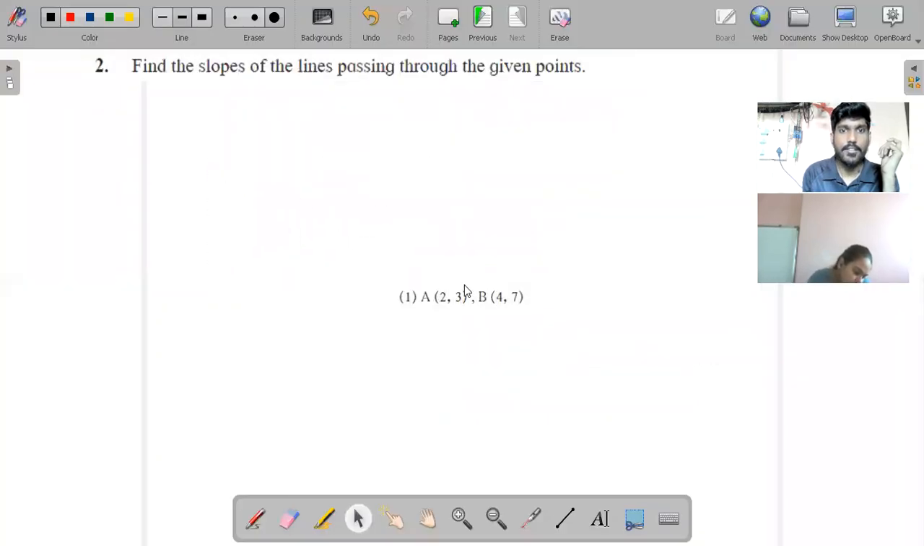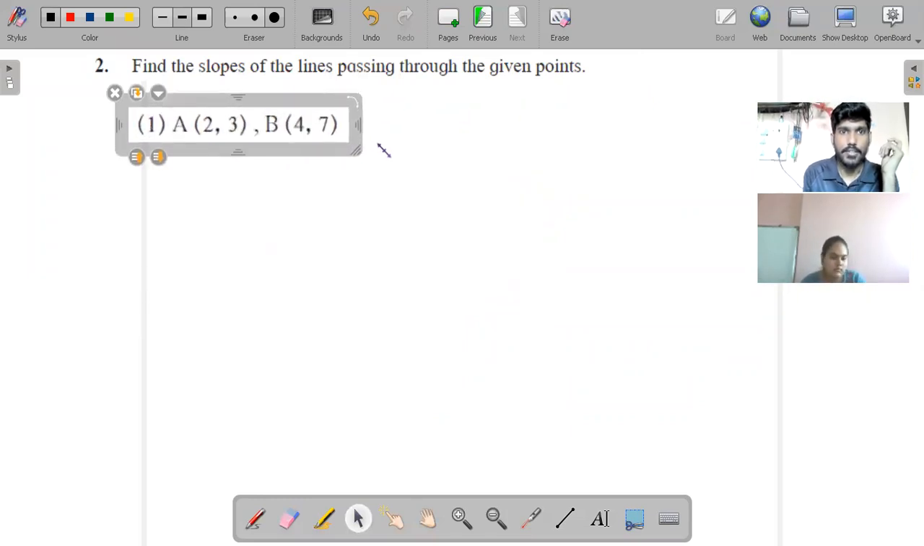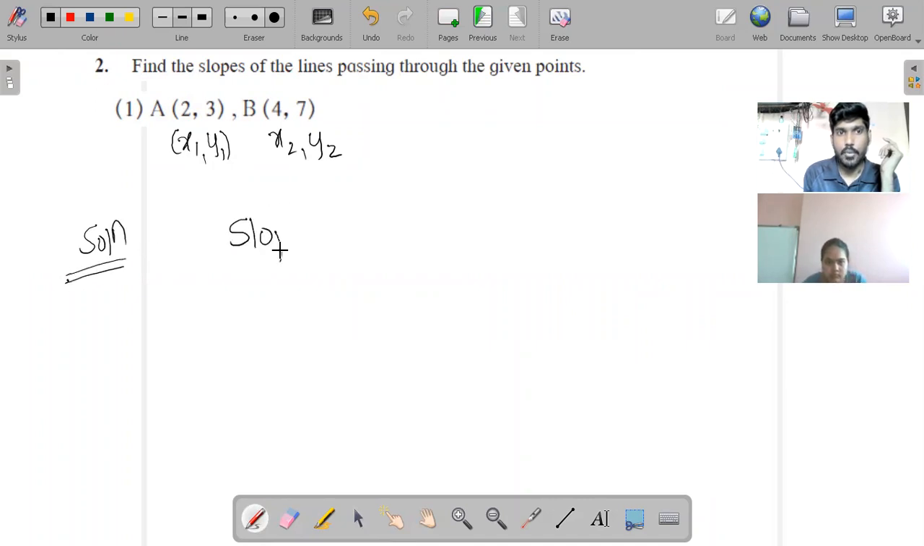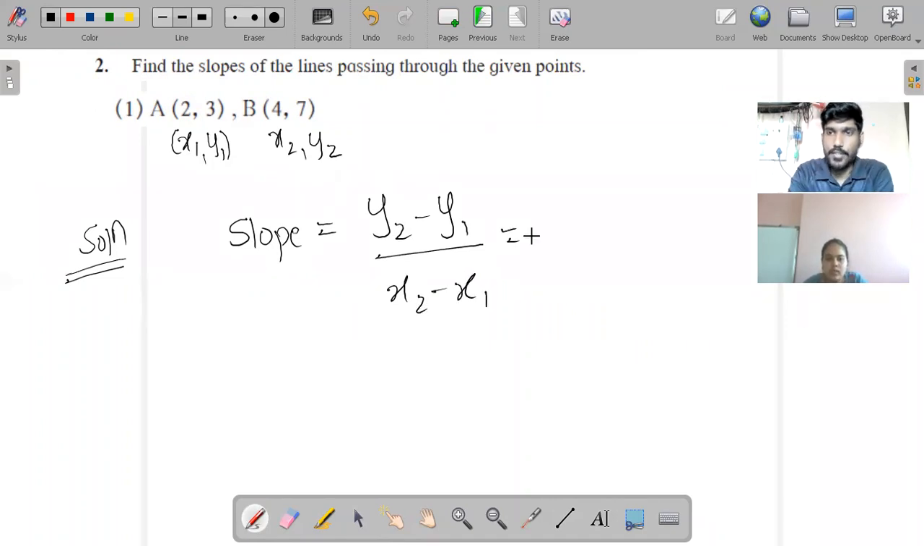In this one, find the slope of the line passing through the given points. First one is A(2, 3), B is (4, 7). So you take A to be (x1, y1) and B to be (x2, y2). Now use the slope of a line formula. What is the slope formula? y2 minus y1 upon x2 minus x1. Can you substitute the values and solve?